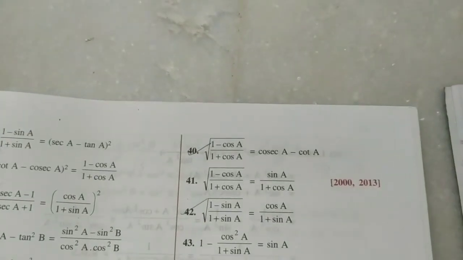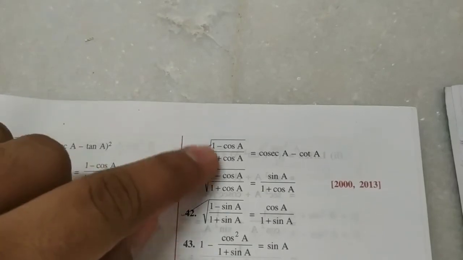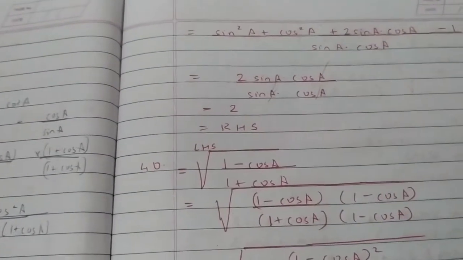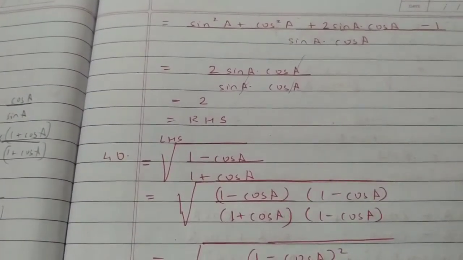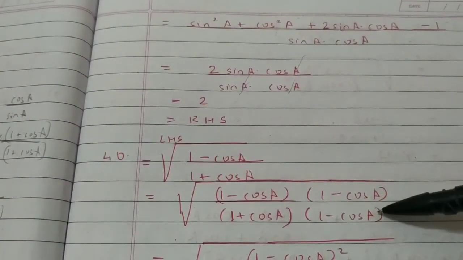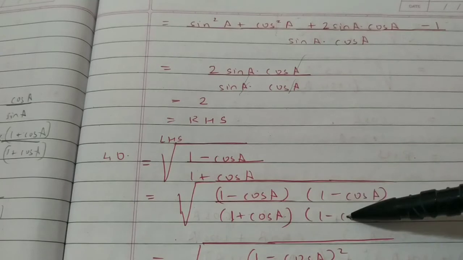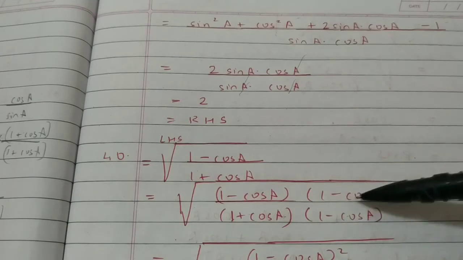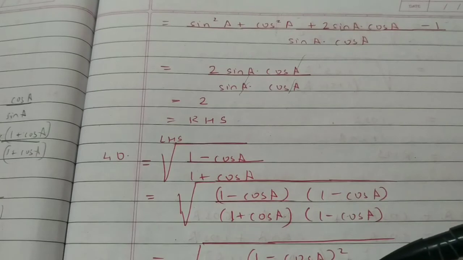Next, the 40th sum, another interesting sum. Because there is a root involved, you should start with LHS. Definitely. And you can see conjugates here. So multiply with the conjugate. But whose? The numerators or the denominators? Well, mostly we write the conjugate of the denominator, but you can just mentally think about it and foresee what you will get in the future.